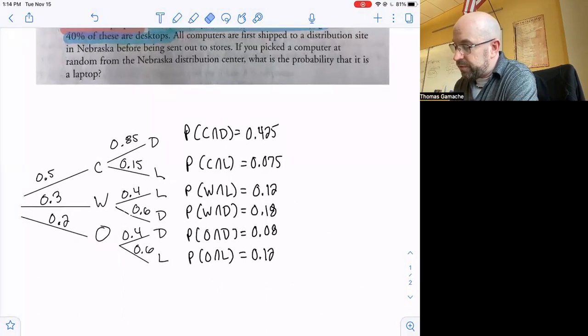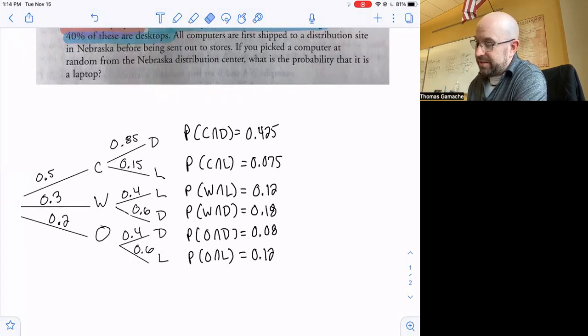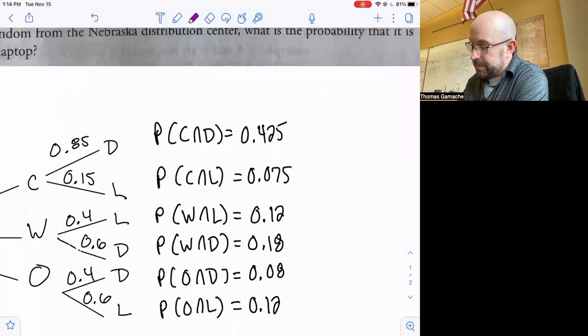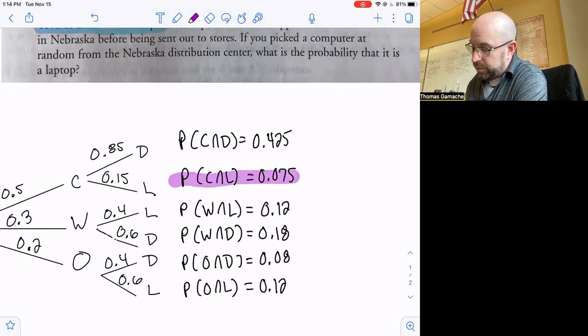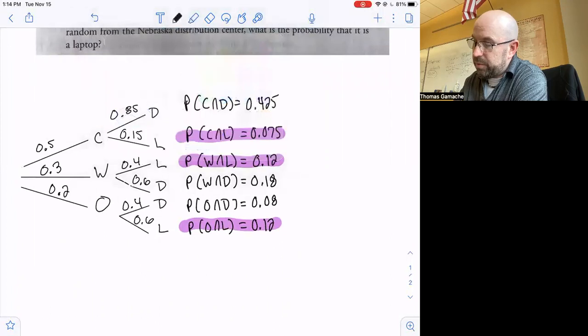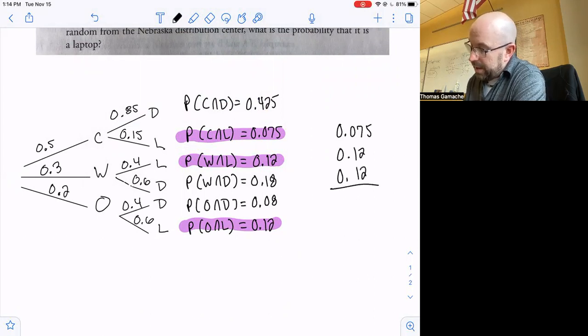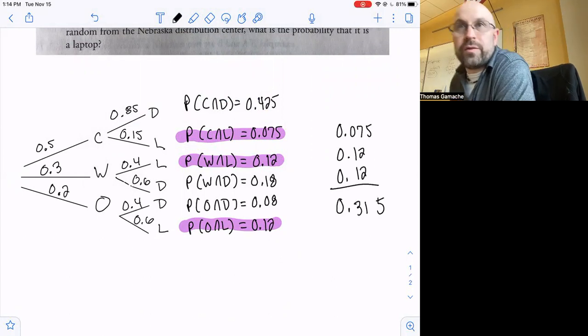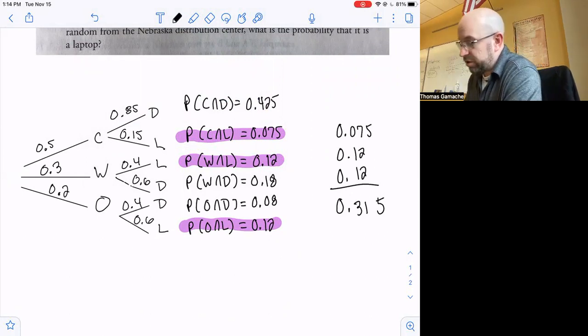It says all computers are first shipped to a distribution site. If I picked a computer at random from the Nebraska Distribution Center, what's the probability it's a laptop? So I'm going to go through all these and look for my laptops. I got the probability of being from California and being a laptop, probability of being from Washington and being a laptop, probability of being from Oregon and being a laptop. So you notice I have 3 probabilities here. I'm just going to add these up. If I add them up, I'm going to get 0.315 or 31.5%. That would answer my question here, but I'm not done.